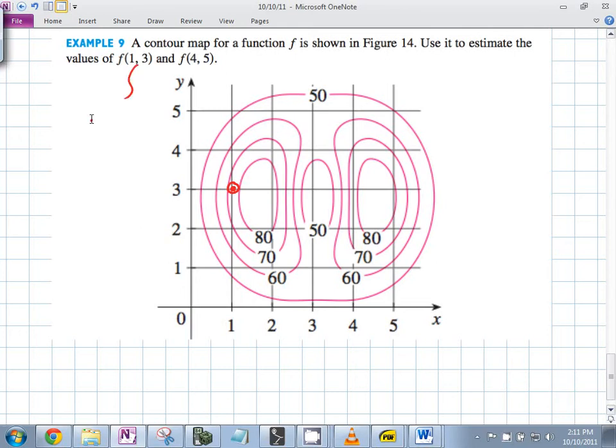And what about f(4,5) here? f(4,5) is right about here. It's between 50 and 60, maybe a little bit closer to 60, so maybe 56. So reading a topo map is not an exact science because it's not super fine, but the idea is, what would the graph look like? It would be like two things popping up and then one thing in the middle. It'd be like this.